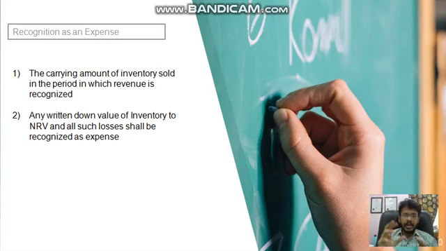When the goods or inventory are being sold, that is the year in which that inventory creates revenue, in that year itself the carrying amount of the inventory in the books will be recognized as an expense. And any write-down to the NRV, that means any time the goods are written down to the NRV, such loss will be recognized as an expense.